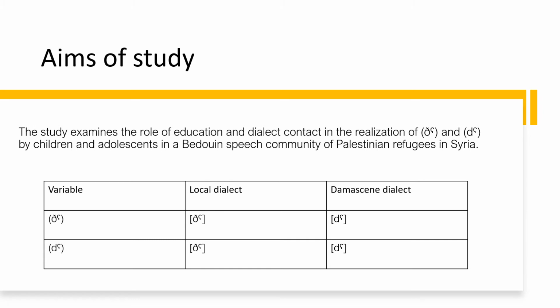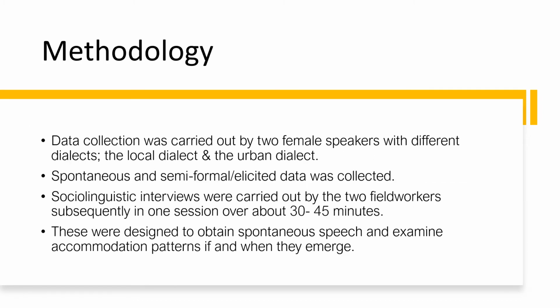Obviously, Damascus is the capital of Syria, and as such, the dialect of Damascus is the national standard, whereas the Bedouin realizations are going to be viewed as less prestigious, right? But we know that there's another level of prestige when it comes to Arabic, and that's of the standard.